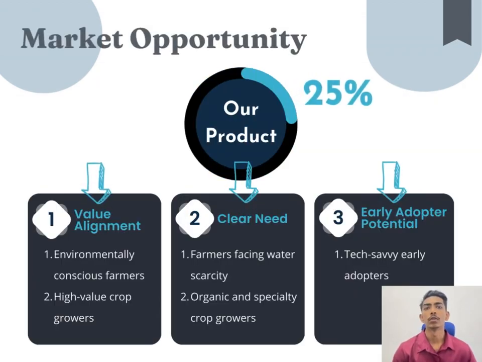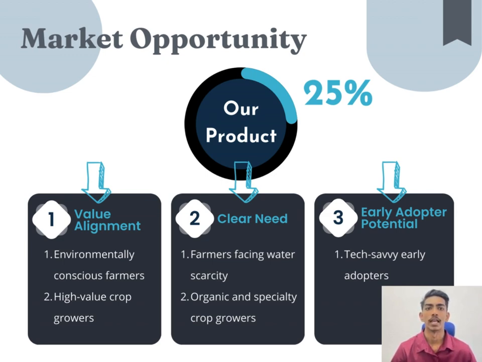Targeting over 20 potential markets could be a hassle. So what we should be doing is knowing what our product has to offer, then target a specific market group that could fully utilize our product's potential. We believe our product has 3 things to offer: value alignment, clear need, and early adopter potential. Environmentally conscious farmers focus on sustainability, which aligns perfectly with the eco-friendly aspects of our product, potentially leading to premium pricing and strong brand affinity.